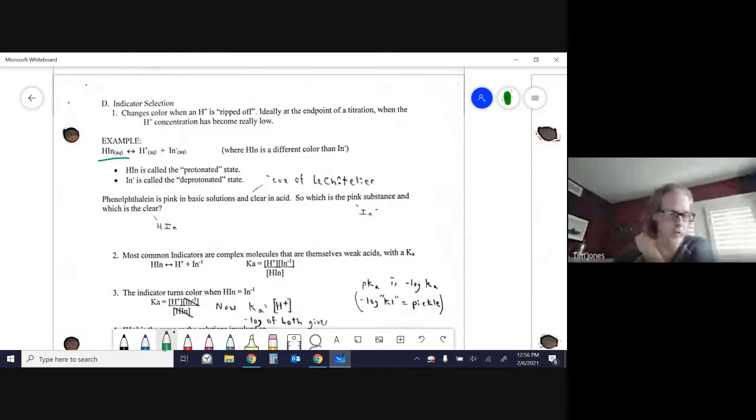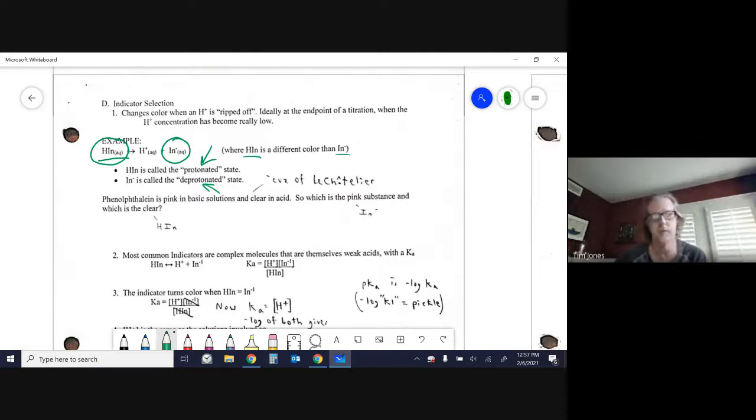They have two versions. They've got the version that the hydrogen is stuck to, which is called protonated. They've got the version where the hydrogen has been taken off, which is called deprotonated. And the reason they work is because they have different colors. So HIn, protonated, is a different color than In minus.